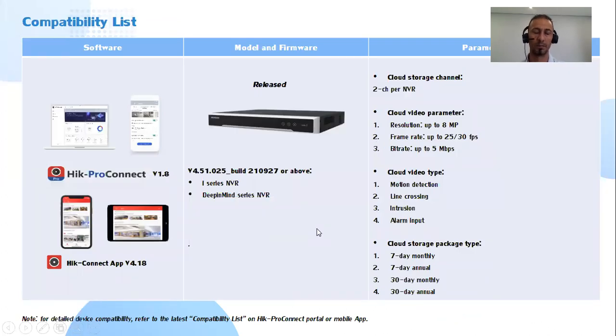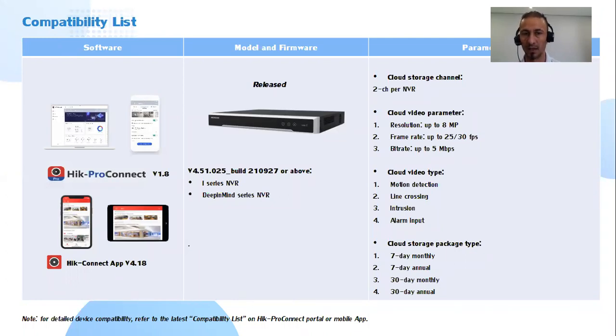Then it shows us our compatibility list. We need to make sure that we have our HIK Pro Connect on version 1.8. On our client's end, we need to make sure the client is on the new version, which is 4.18. The client can go onto the app itself, check for the update and make sure they're on the correct version. Also, as I mentioned previously, we need to make sure that our devices are on version 4.51 and higher.